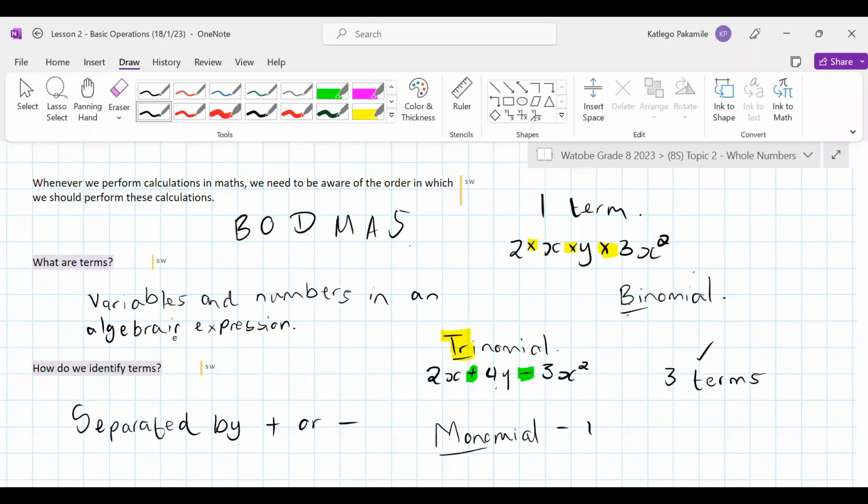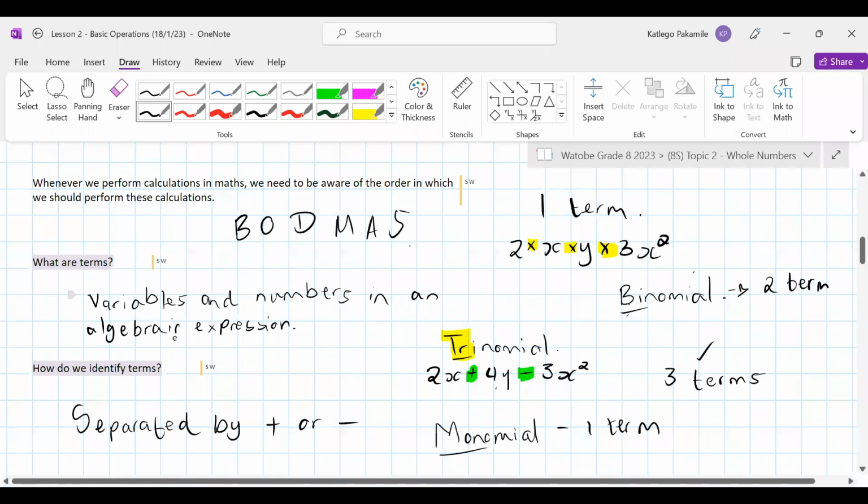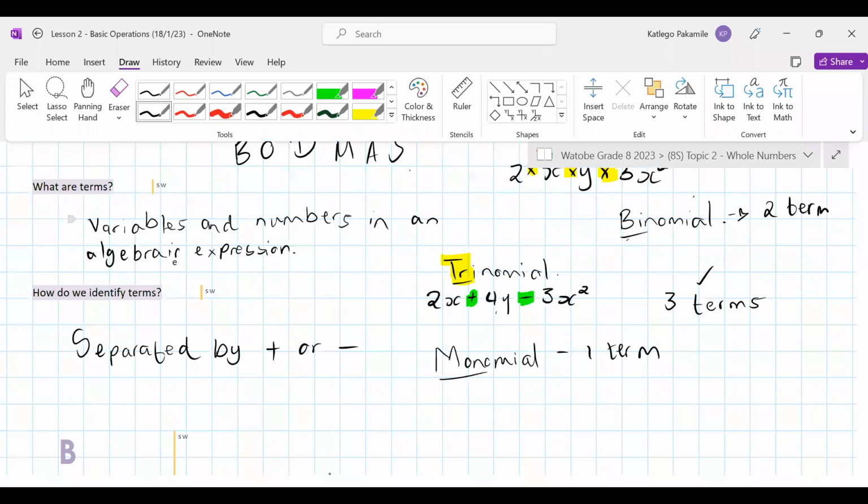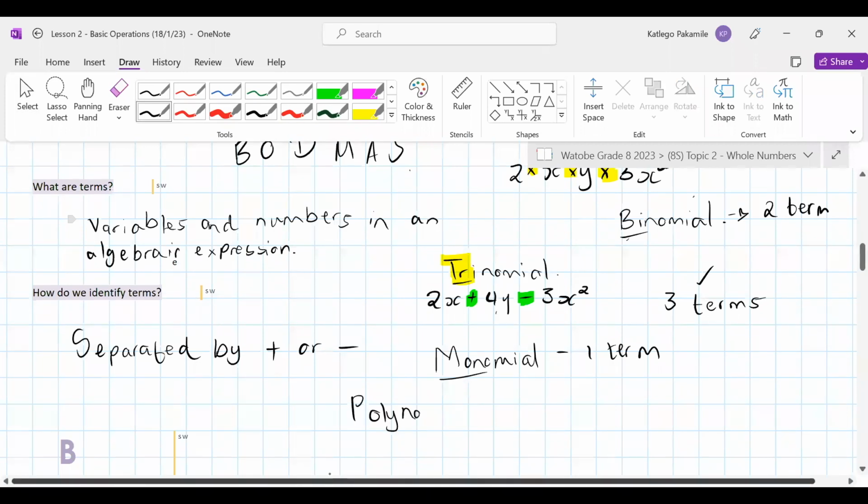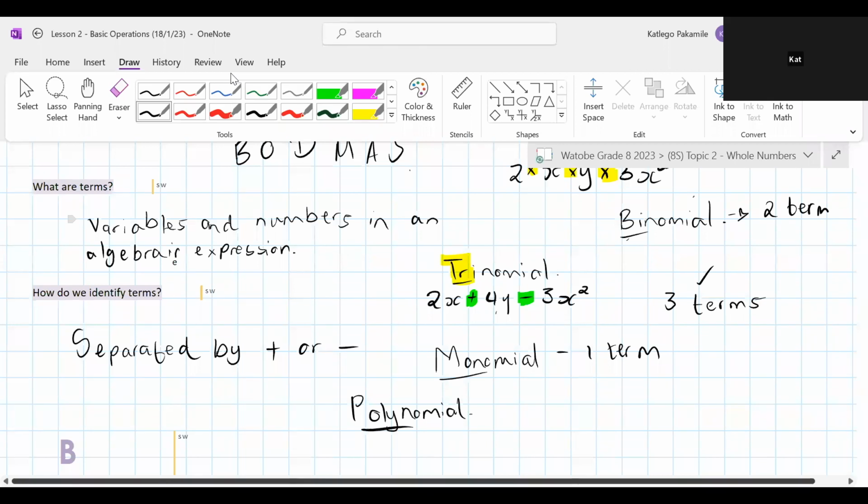So a monomial is 1 term, a binomial is 2 terms. And then after 3, listen carefully, guys. After 3, we just call it a polynomial. Poly means many. I've seen monologue. Exactly. Doesn't monologue mean a speech? Like one person is making a speech. That's exactly what a monologue means, right?